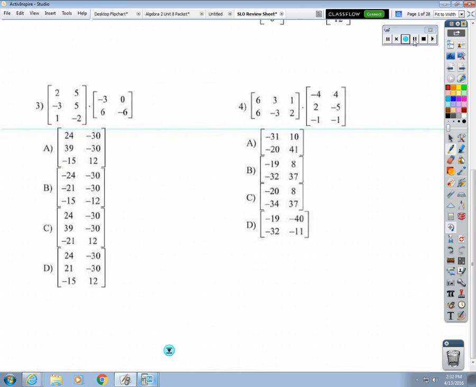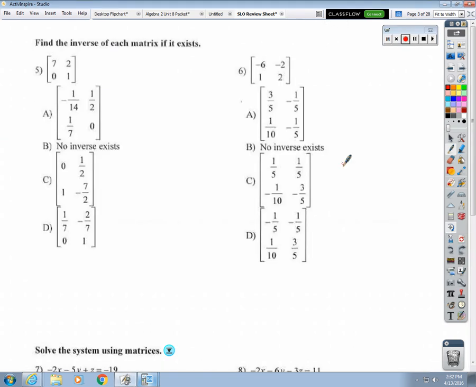I have a complaint. All right, number 5. Find the inverse of each matrix if it exists. You don't have to write this down. I'm just going to quickly show you this.